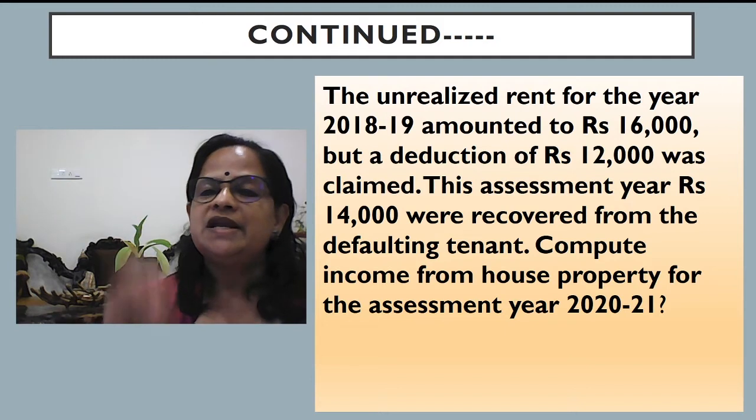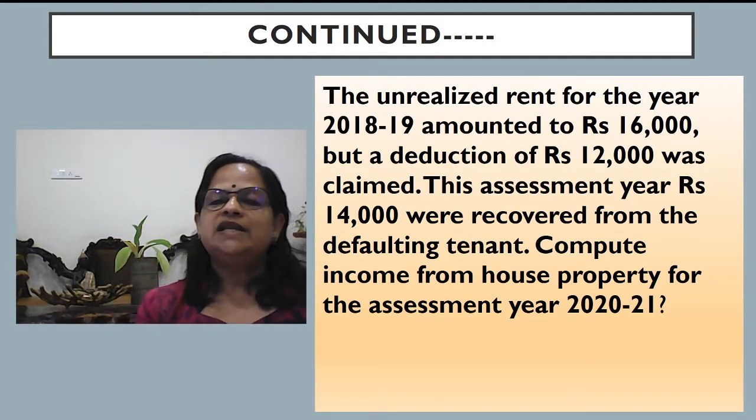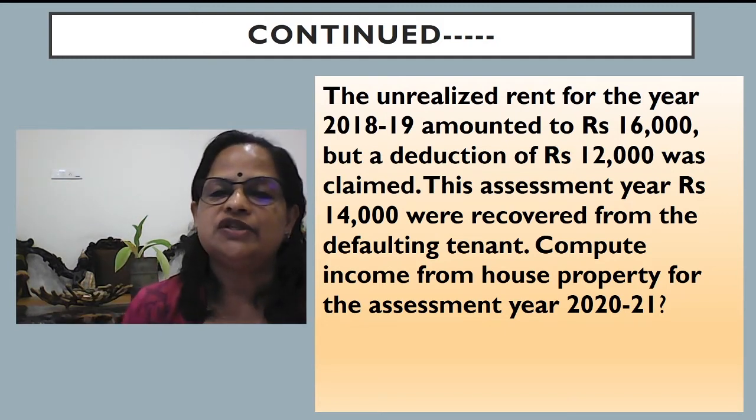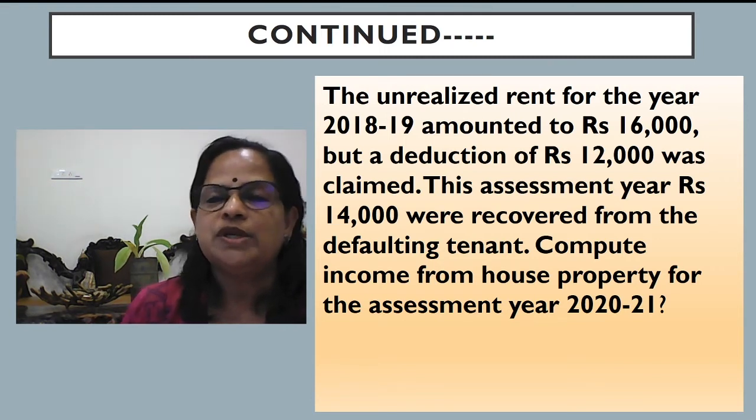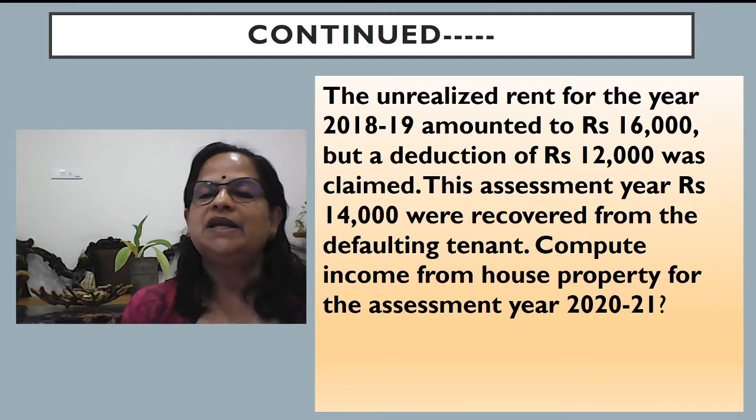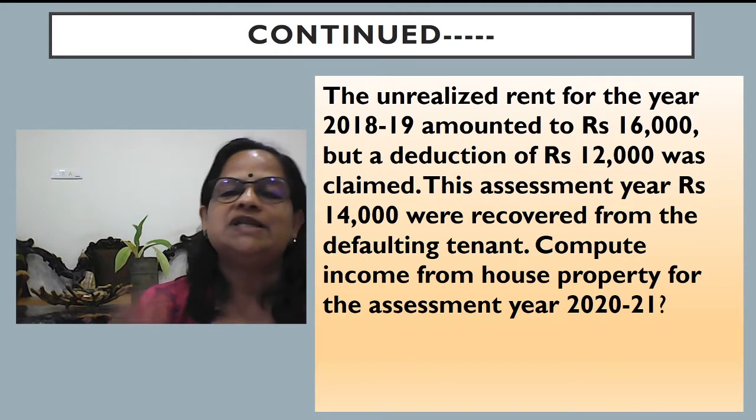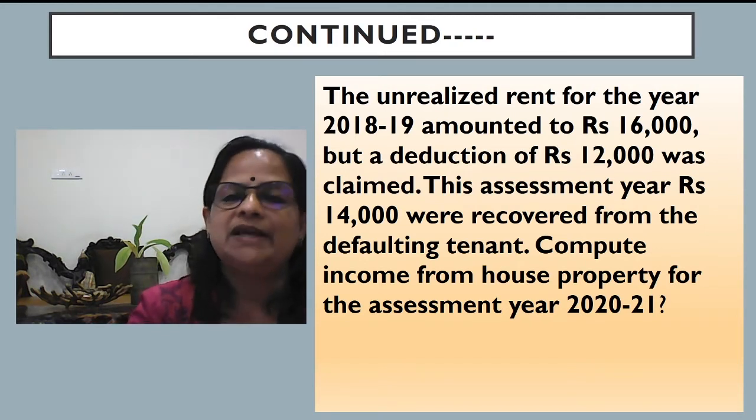Now, unrealized rent for the year 18-19 amounted to rupees 16,000, but a deduction of rupees 12,000 was claimed. This assessment year, rupees 14,000 was recovered from the defaulting tenant. Compute the income from house property for the assessment year 2021. We have to remember that deemed income from house property also will be there. That is the adjustment for this unrealized rent. I will explain that.